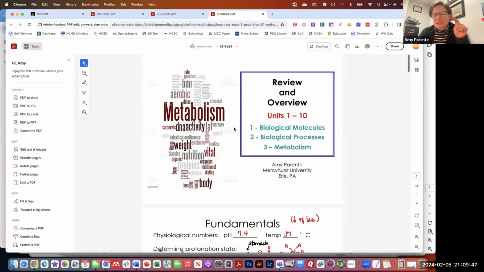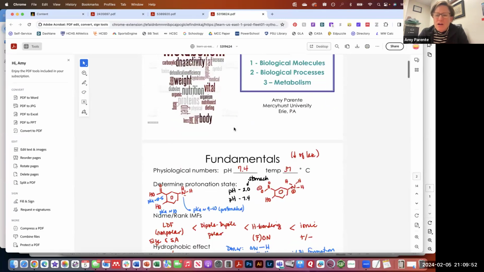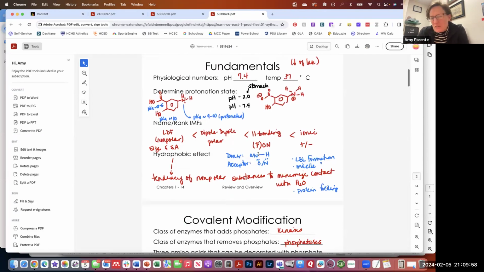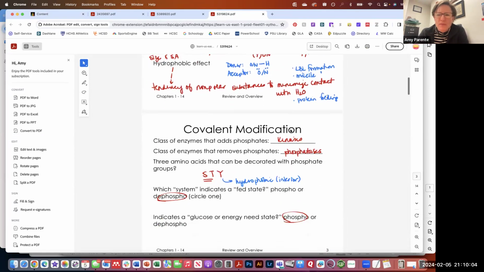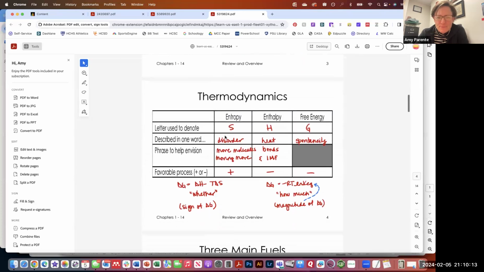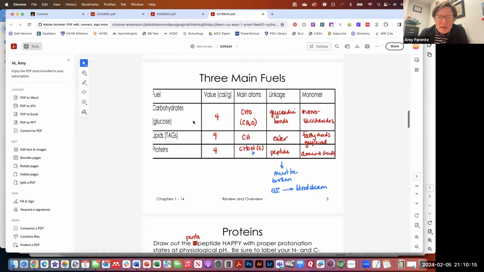You're never going to be tested explicitly on something related to this, but I do want to highlight things that we're seeing again in this learning unit. Not anything specific on fundamentals, but of course I would assume that you still remember how to determine protonation states and pH and temperature. Obviously, this piece was an important part, thinking about covalent modification, kinases, phosphatases, need state, fed state, and so forth. Not too much with thermodynamics.